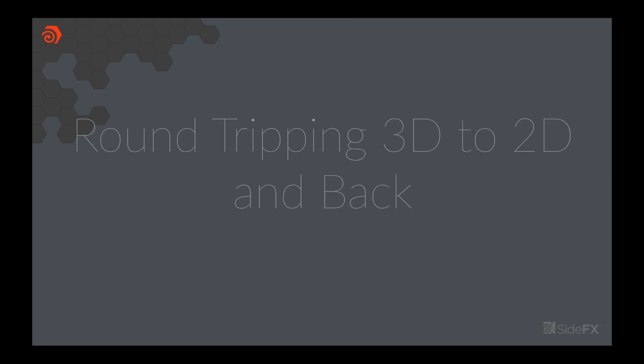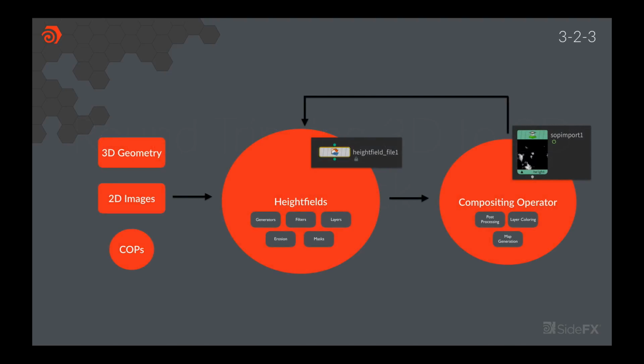The next thing we want to talk about is round tripping 3D to 2D and back. One of the concepts with height fields was that if you're a 2D artist or a 3D artist, it really didn't matter. You should feel comfortable within this environment creating terrains. As we discussed before, you could take either 3D geometry, 2D images, or something generated in our compositing operators, COPs, and bring them into height fields and create a terrain. What's really nice is that at any point, you can also take that height field and bring it back into COPs for post-processing, for layer colorizing, for map generation, whatever you need to do.